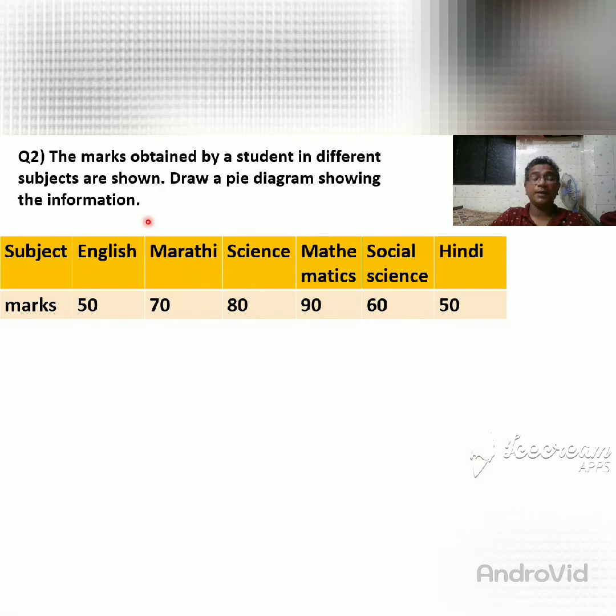Then problem number two: the marks obtained by a student in different subjects are shown. Draw a pie diagram showing the information. So this is the problem given. Subject English marks 50, Marathi marks 70, Science marks 80, Mathematics marks 90, Social Science marks 60, Hindi marks 50.